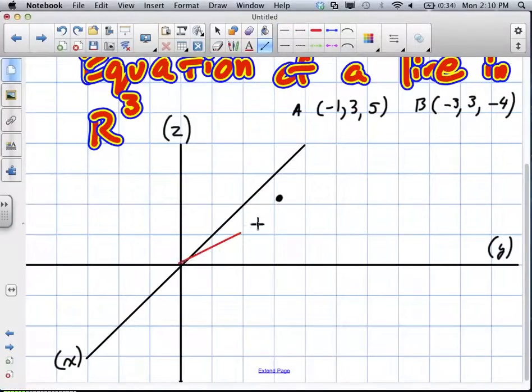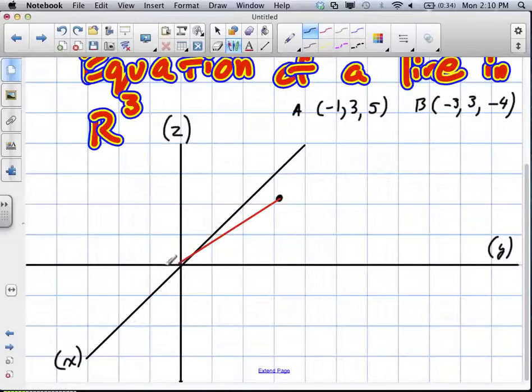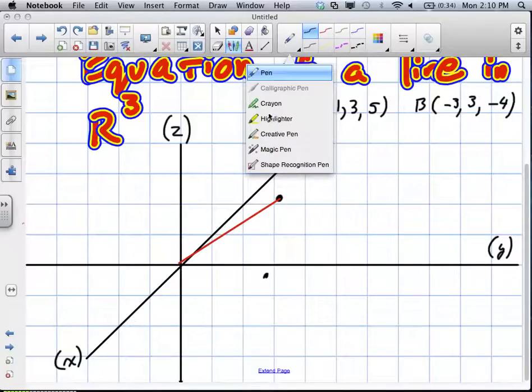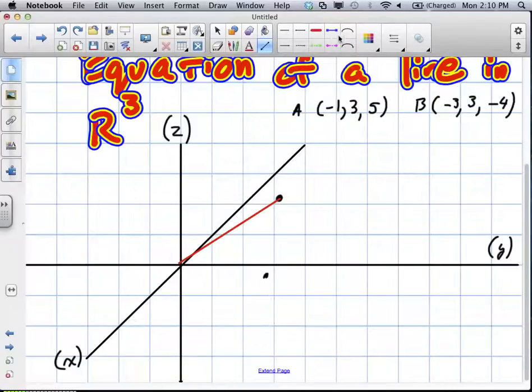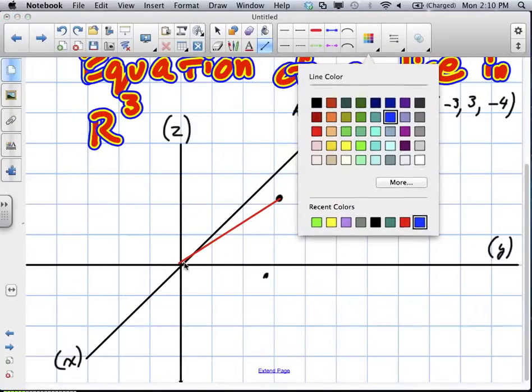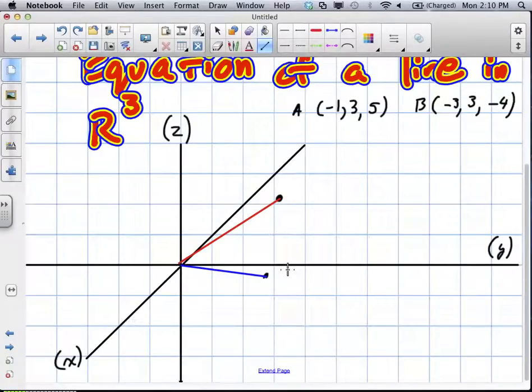We'll do it in red. Or vector A, I should say. And vector B is at negative 3, 1, 2, 3, somewhere here. Positive 3 and negative 4. We'll say it's something like that. Okay? So again, this is in 3 space, so we're trying to think abstractly as possible here, because I know my drawing is impeccable. So our line is going to go through both of these points.